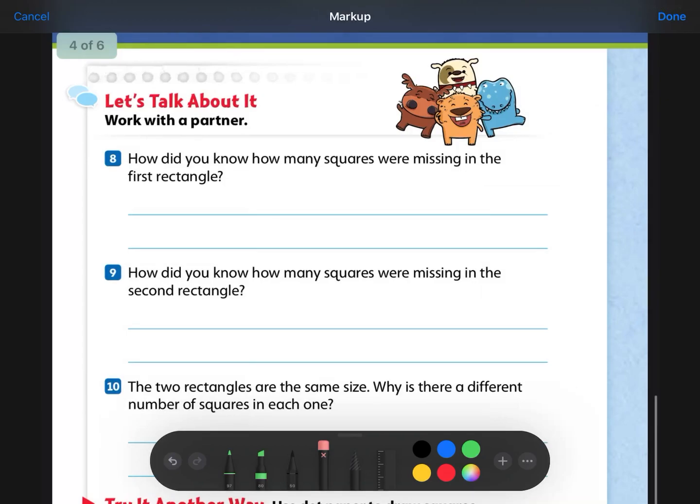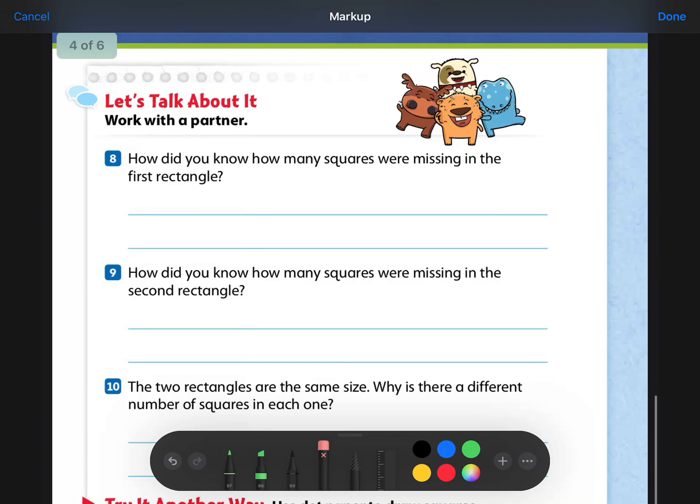Hey guys, today is Wednesday and we're going to be working in our 3 plus 8 math book on page 261. We're going to refer back to 260 that we did yesterday together, but I just wanted to go ahead and start with this page. So let's read the first couple questions.